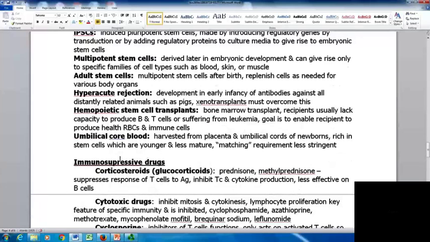The umbilical cord blood gets harvested from the placenta and umbilical cords of newborns. This is rich in stem cells which are younger and less mature. So if this can be used, the matching requirement is a little bit less stringent.